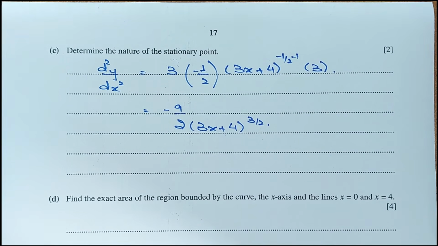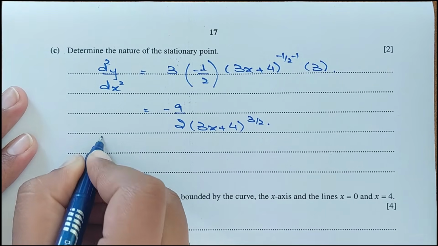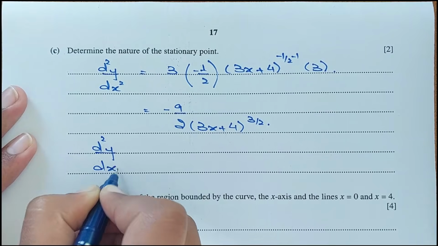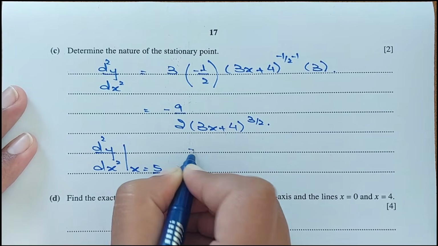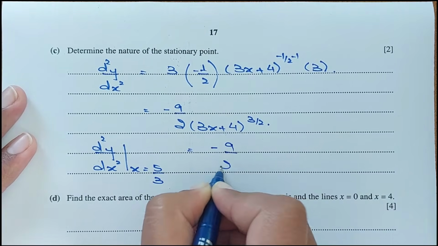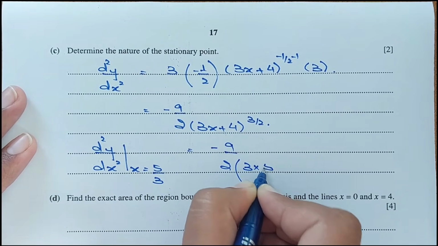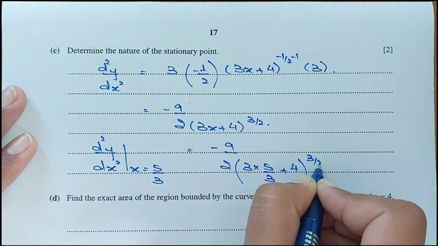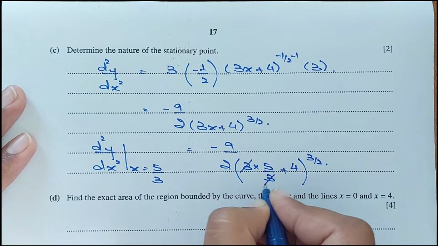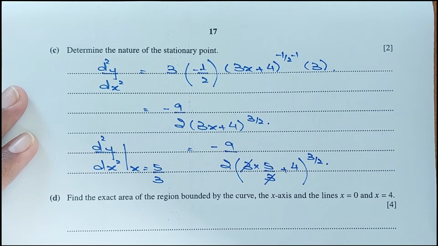Now let me substitute the stationary point into the second derivative. If it is positive, we have a minimum point, and if it is negative, we have a maximum point. Now we have to find d2y over dx squared at x equals 5 by 3, the x coordinate of the stationary point. Minus 9 by 2 into 3 times 5 over 3 plus 4, its power is 3 by 2. 3 is cancelled with 3, and 5 plus 4 makes 9.